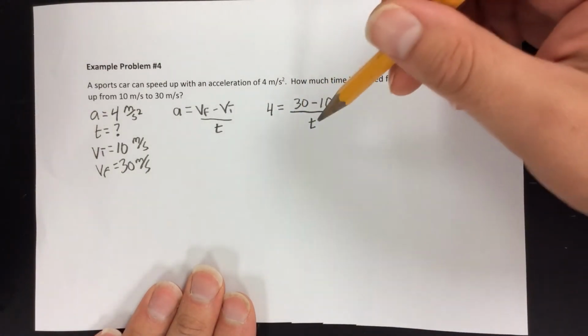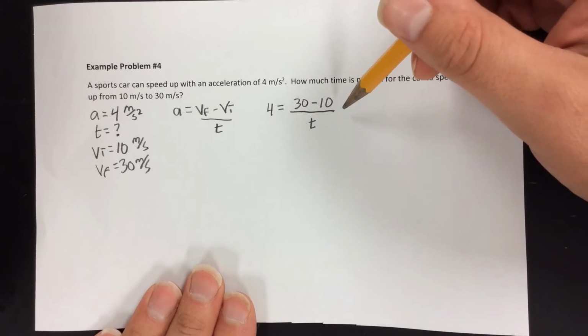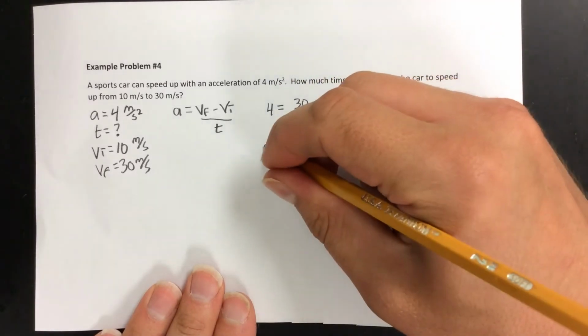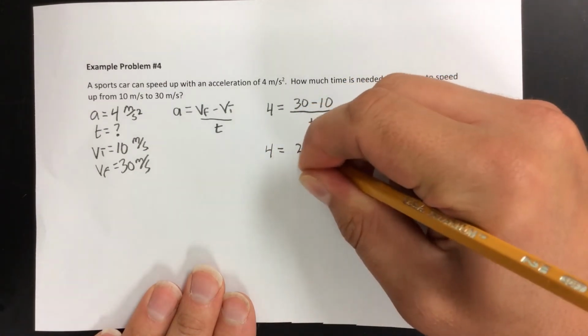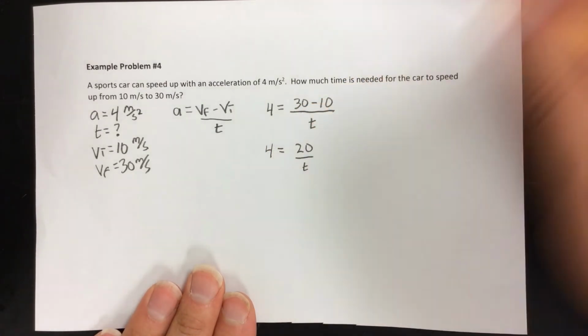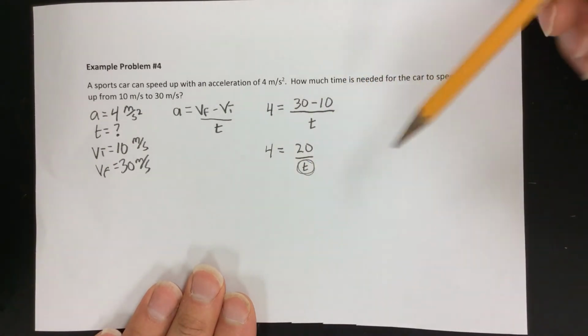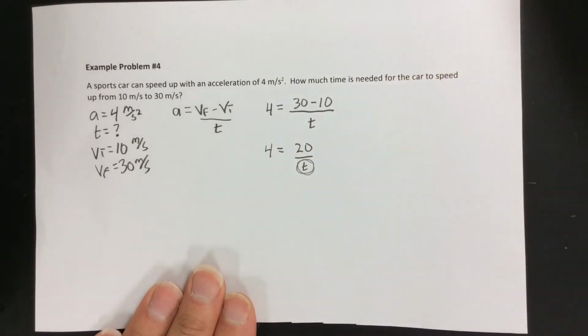Now, this is where solving it can be sort of tricky. I'll start with maybe the easier part. 30 minus 10 gives us 20. So we have 4 equals 20 divided by T. And now we have to find a way to solve for T. The problem is T's in the bottom of a fraction. That's never a good spot for it. So we need to do something to get T out of the bottom of that fraction.